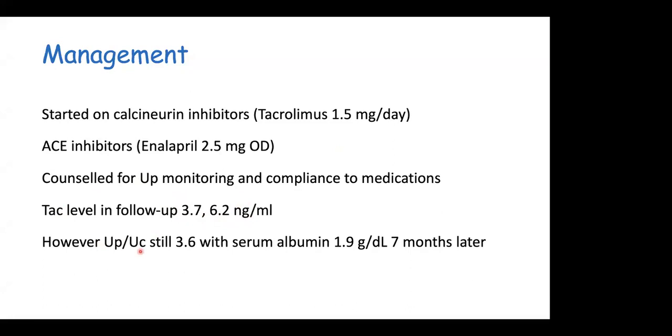However, despite a few months on CNI, you realize that by 7 months, the child is still having nephrotic range proteinuria with heavy proteinuria, and serum albumin is still much below 2. So about 7 months is a reasonable time on CNI with a good level where you would probably think that you're looking at a CNI resistant nephrotic syndrome.